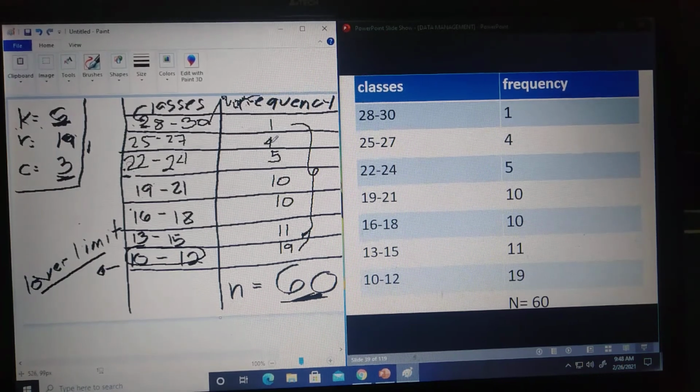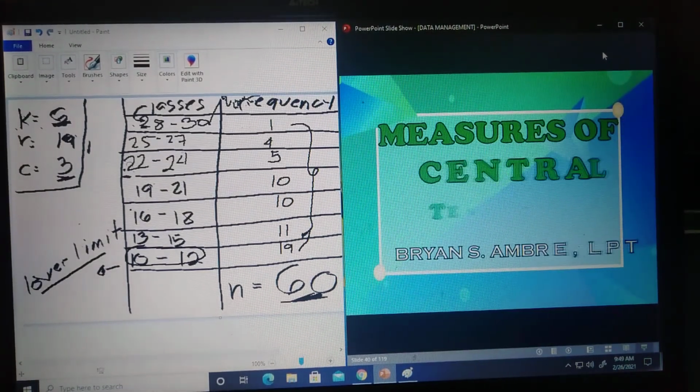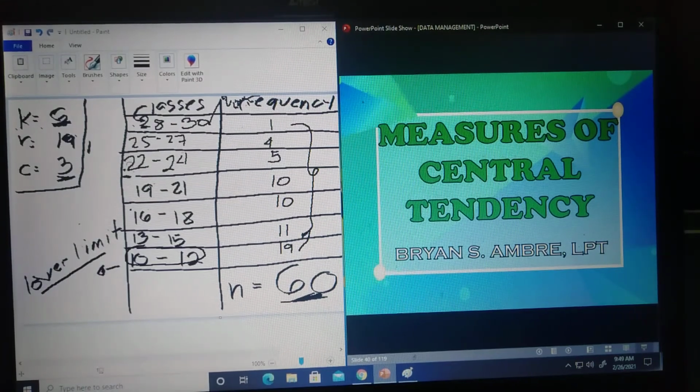So, next meeting, we will be discussing the measures of central tendency.